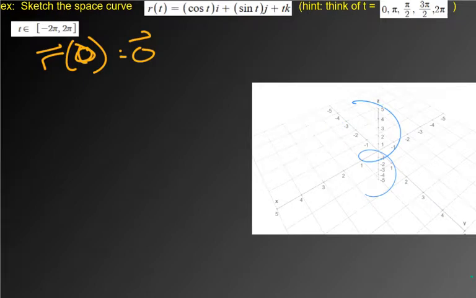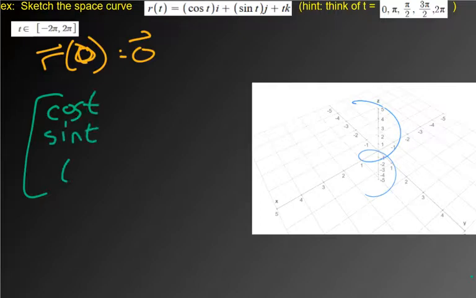So I think this is a good problem to start getting your brain seeing how these things work. Sometimes we write it that way, and sometimes we just write it like cosine t, sine t, and t. So when I see this, my brain just thinks of a spiral, just like this picture.